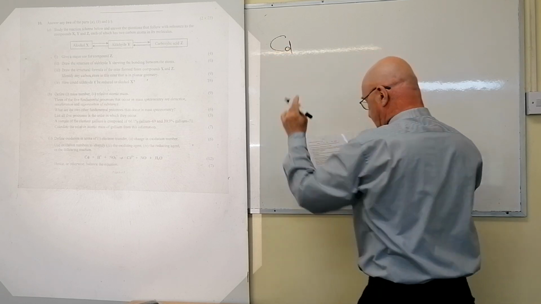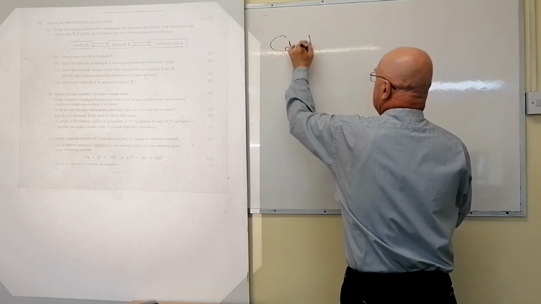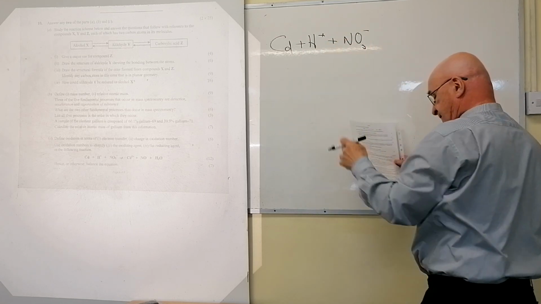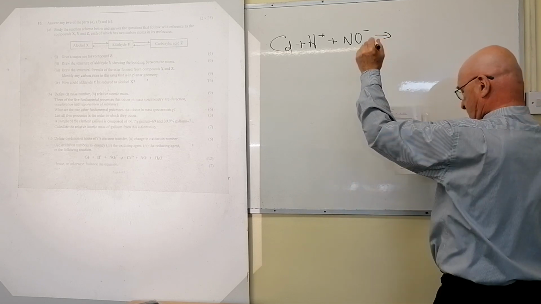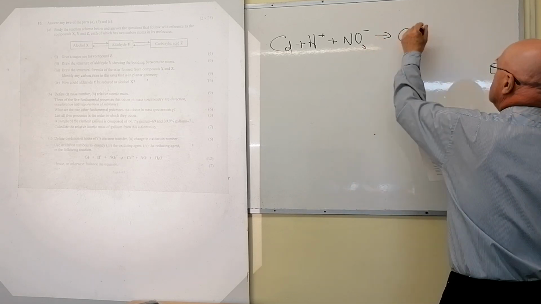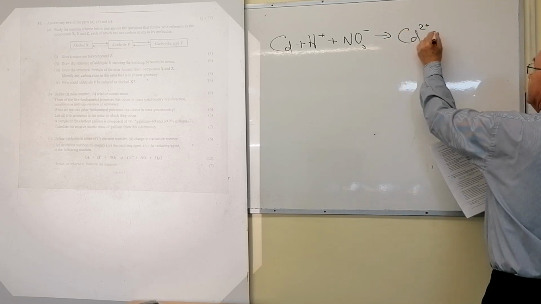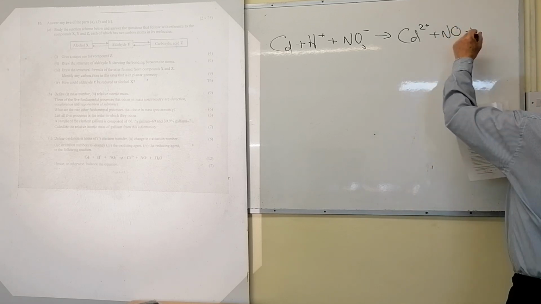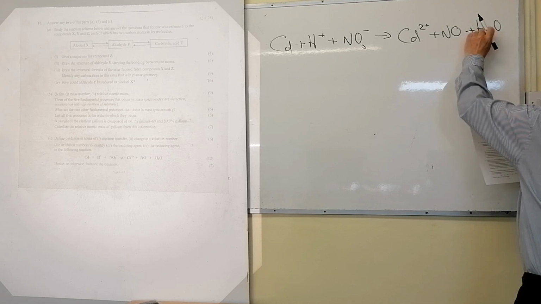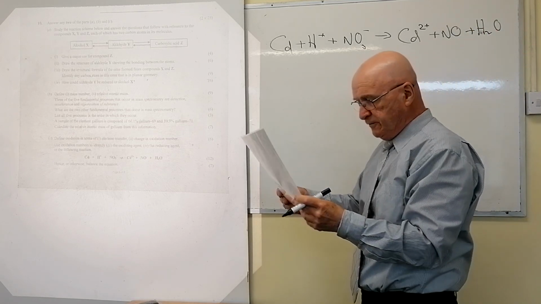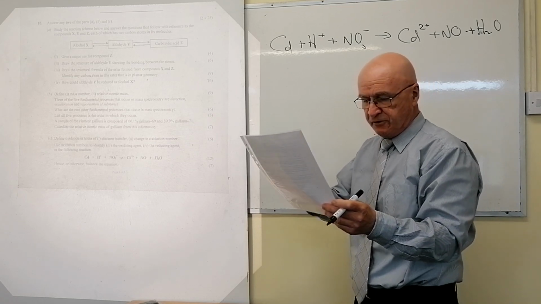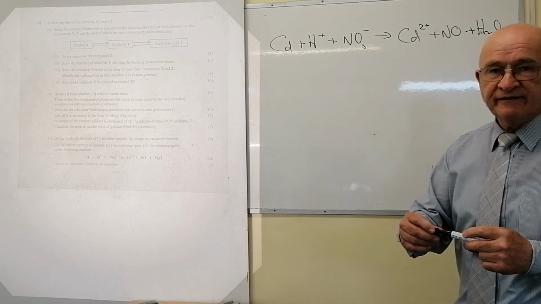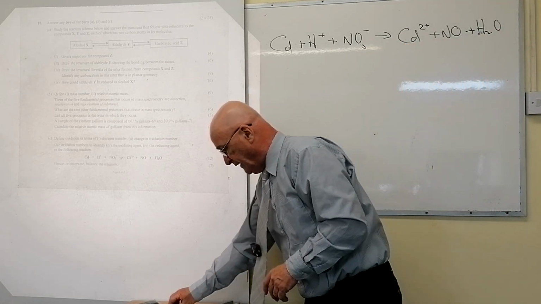This is cadmium, Cd. You don't see that very often. Cadmium plus H plus nitrate ion, NO3 minus, goes to cadmium Cd2 plus, plus NO, plus H2O. And they're asking you, use oxidation numbers to identify the oxidizing agent and the reducing agent in the following reaction. Hence or otherwise, balance the equation. Will you ignore the otherwise? Generally speaking, you'll have to use oxidation numbers to balance it. And that's what we're going to do, all right?